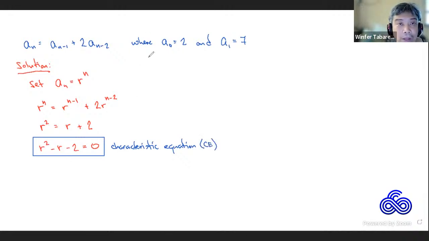Now, from the characteristic equation, we will factor it out and try to find the roots. So that's r minus 2 times r plus 1 is equal to 0, which means that we would have r sub 1 and then r sub 2. So r sub 1 is equal to 2 and r sub 2 is equal to negative 1.